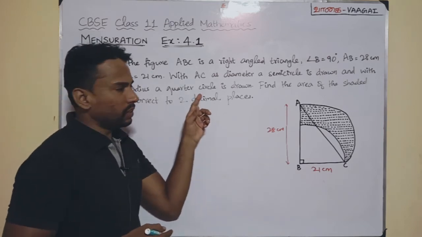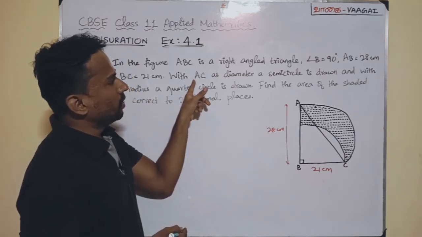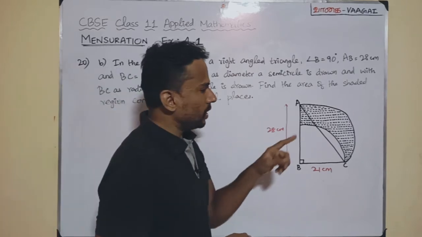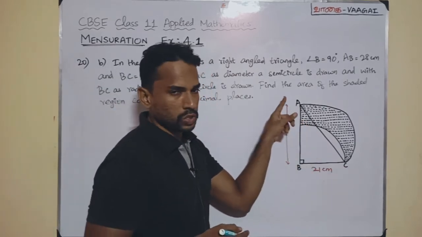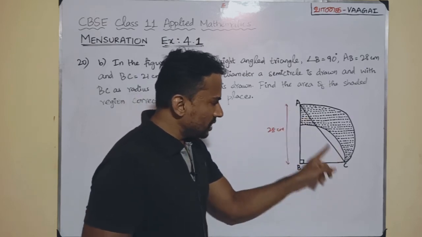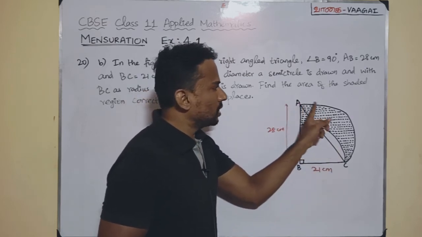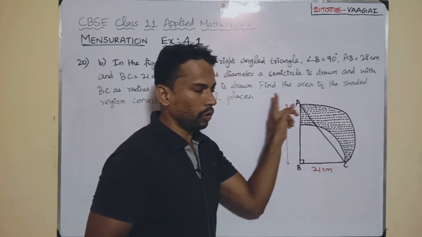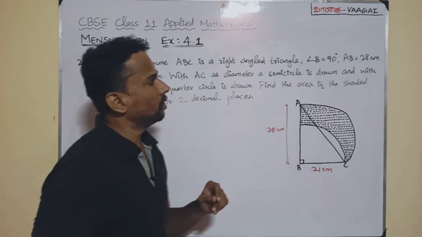Listen carefully. With AC as diameter, a semicircle is drawn. So where is AC here? AC is here. Of course, AC is going to be the hypotenuse of our right angle triangle. Now, with that AC as diameter, there is a semicircle drawn. You're able to see that semicircle here, right? The outer border, what you see here, that's going to be the semicircle.